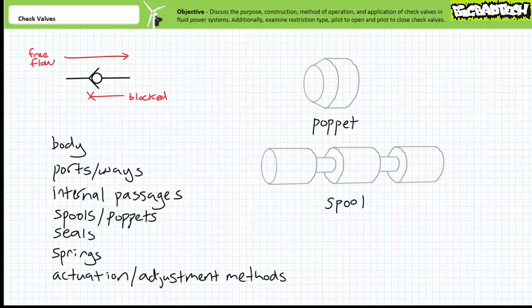Some valves include fixed or adjustable springs used to bias, center, or offset the movable components. Finally, some valves include actuation and adjustment methods that allow the valve to be placed in different positions or change the biasing force of a spring.